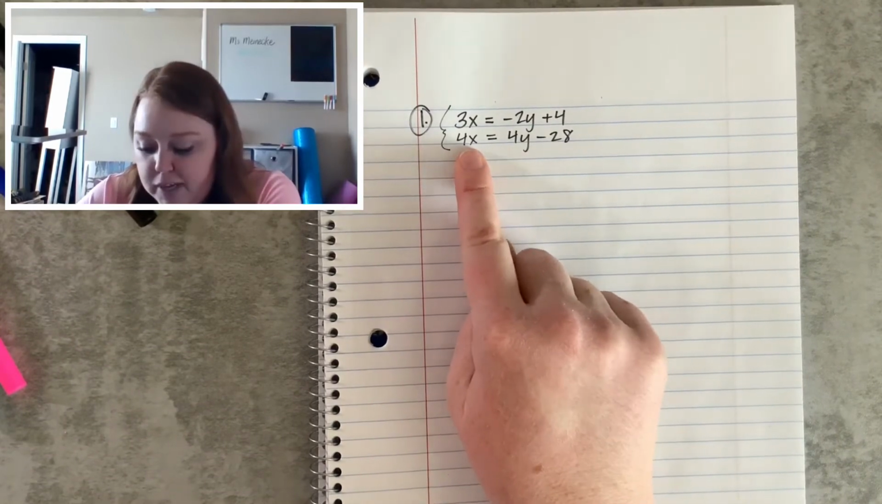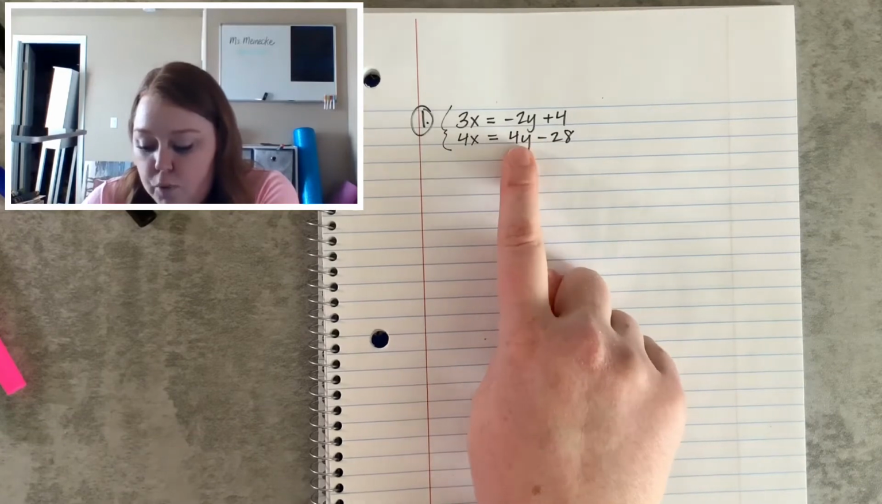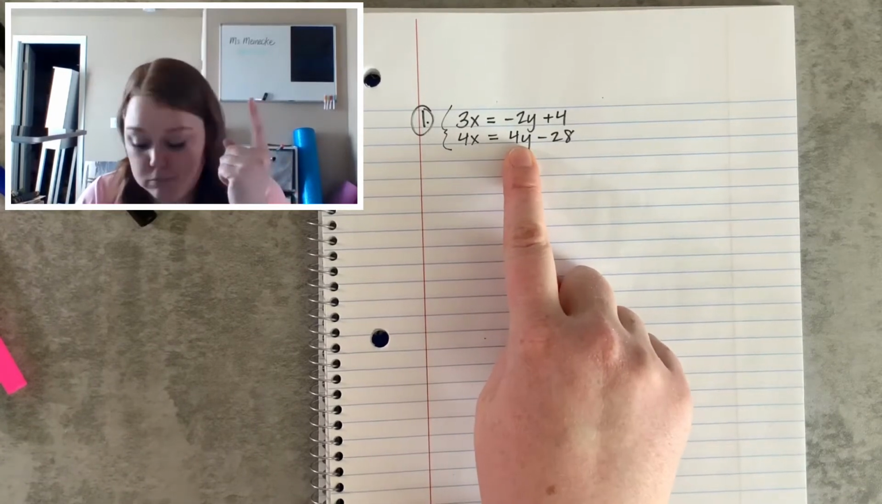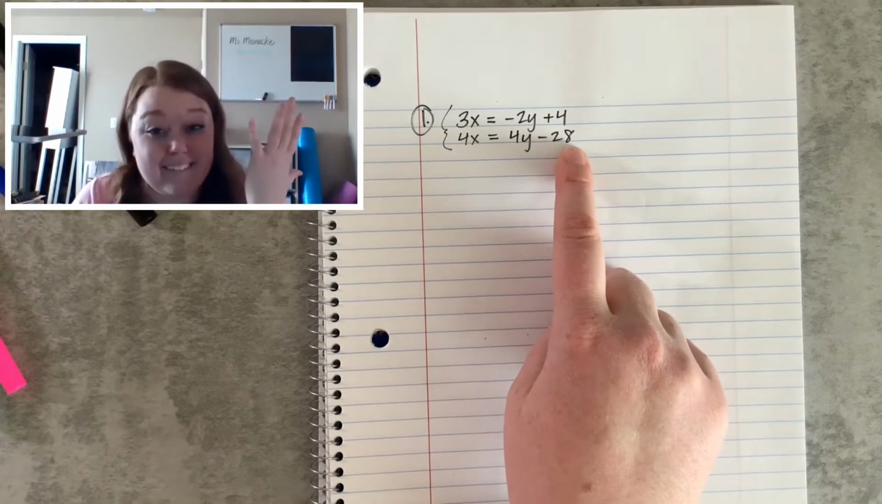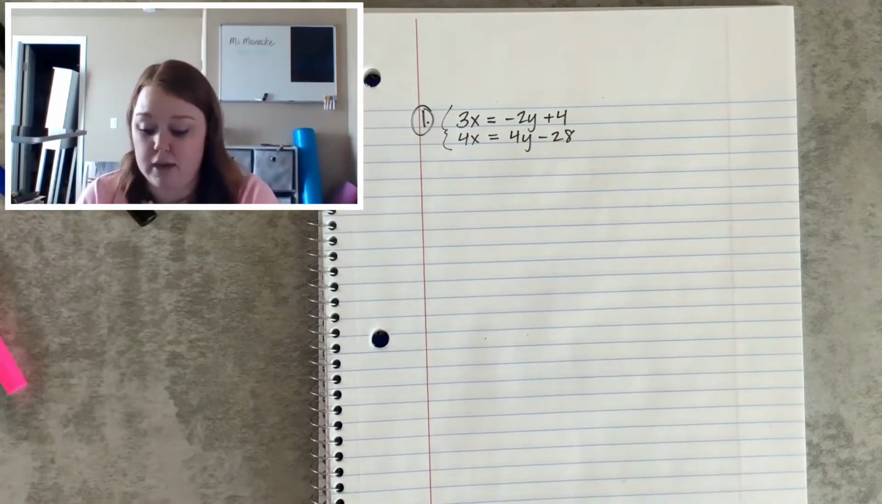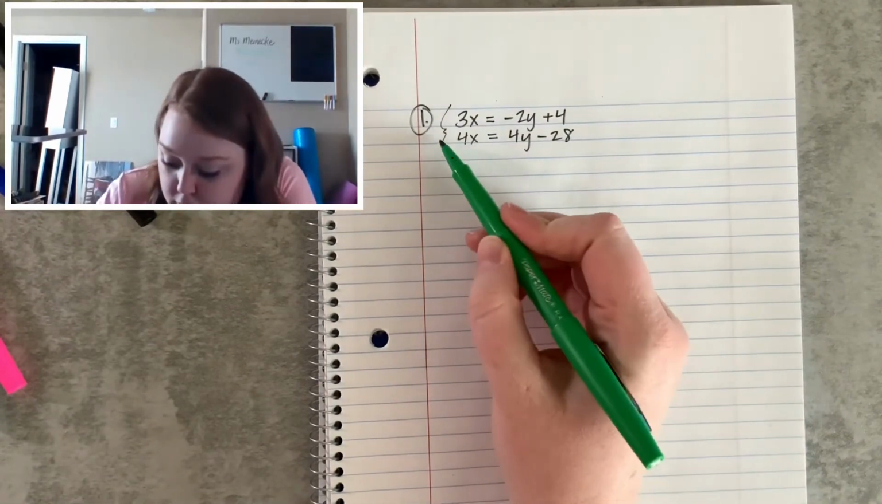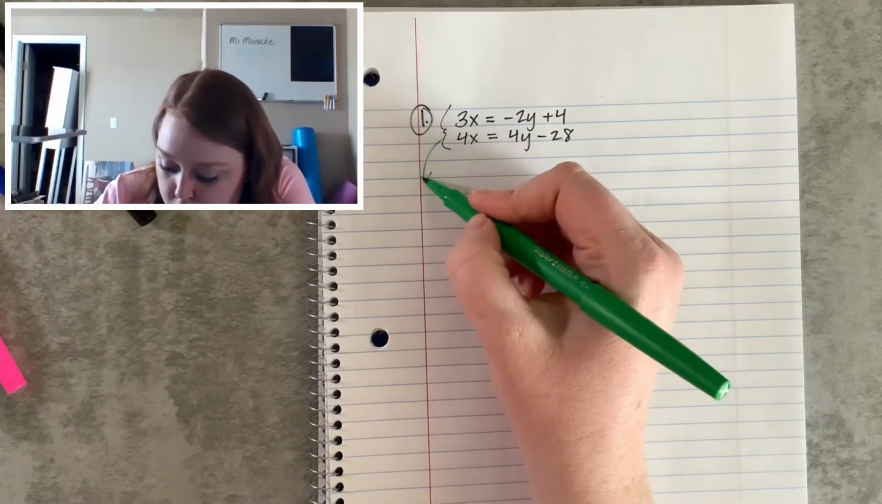To get this x by itself, I would divide every single term by 4. 4 divided by 4 is 1. 28 divided by 4 is 7. That's a whole heck of a lot better than fractions, to me at least, okay? So for step 1, I would suggest that we isolate this one.